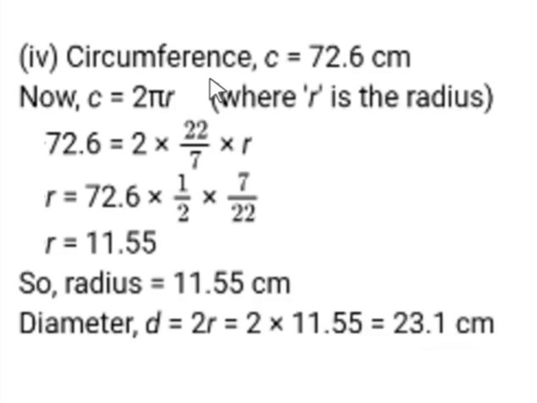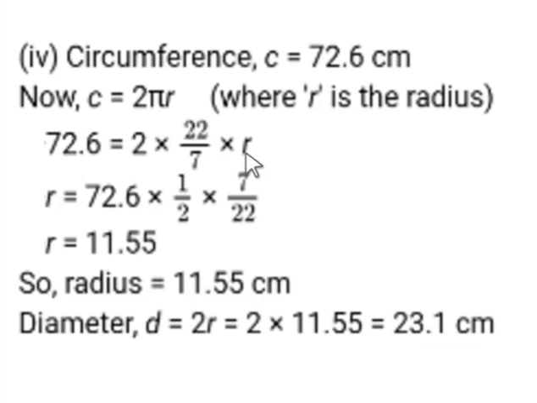Now example number 4. Circumference C is given 72.6 centimeter. Again we will use the same procedure. First we will find the radius. C is equal to 2 pi r, where r is the radius of the circle. Now put the values. Here circumference is 72.6 equal to 2 will remain as it is. Pi is 22 upon 7 and we will write here r.